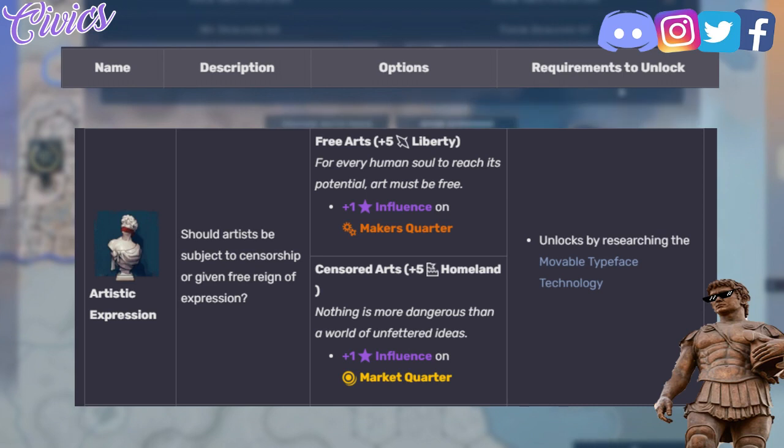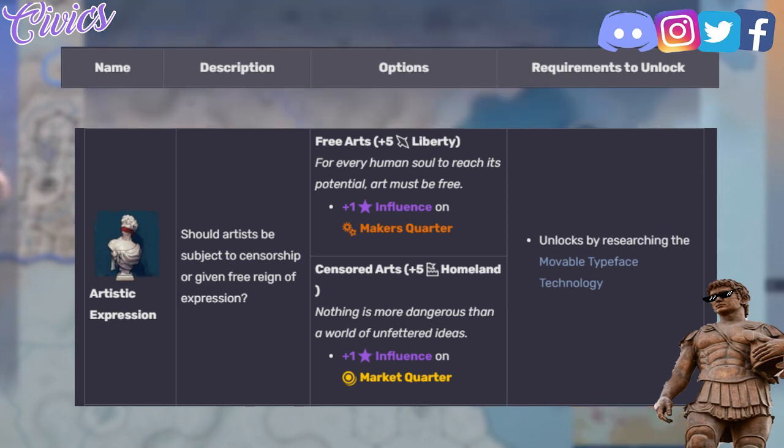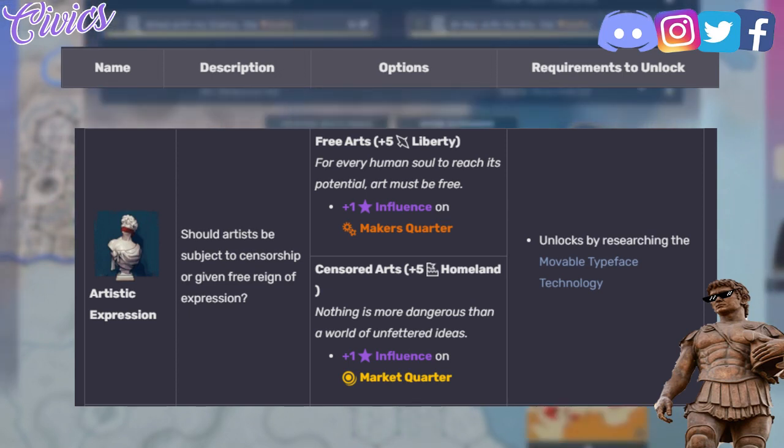Artistic expression. Should artists be subject to censorship or given free rein of expression? Option A, free arts, +5 liberty: for every human soul to reach its potential, art must be free. Receive +1 influence on maker's quarter. Option B, censored arts, +5 homeland: nothing is more dangerous than a world of unfettered ideas. Receive +1 influence on market quarter. Unlocks by researching the movable typeface technology.